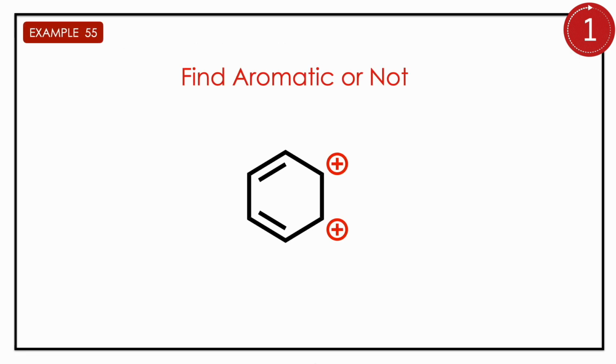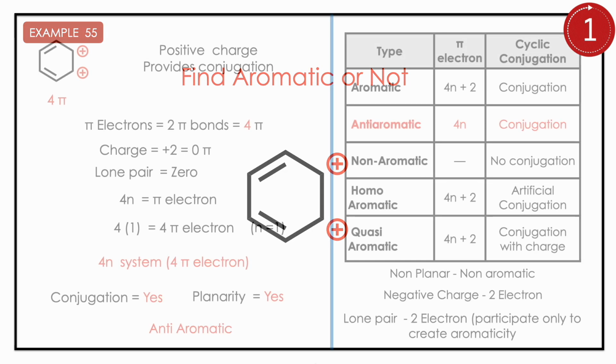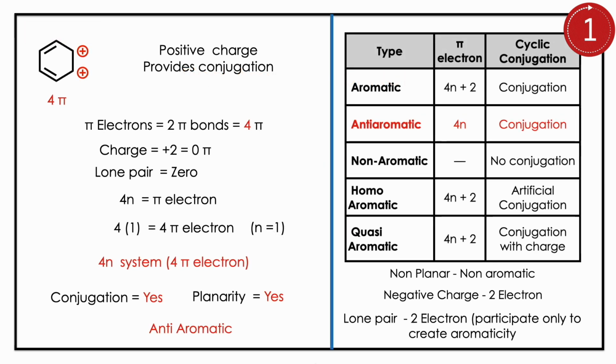Then the next example, you have cyclohexadiene with a dication. You should find whether the given compound is aromatic or not. Here the compound has a cation. It is a positive charge which can help the conjugation and delocalization. So if you count the total pi electrons, which is 2 pi bonds, 4 pi electrons, charge is plus 2 which gives 0 pi electrons, lone pair is 0.